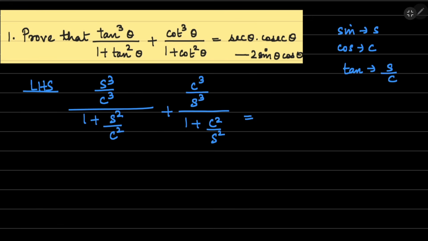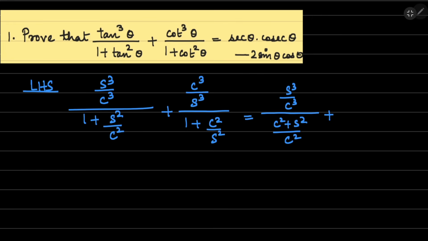Now let me take the LCM in the denominator. So you have got sine cube by cos cube whole divided by cos square plus sine square divided by cos square, when you are taking the LCM, right? Here you will have cos square plus sine square. Again plus you have got cos cube divided by sine cube whole divided by, you are taking the LCM, LCM is sine square plus cos square.